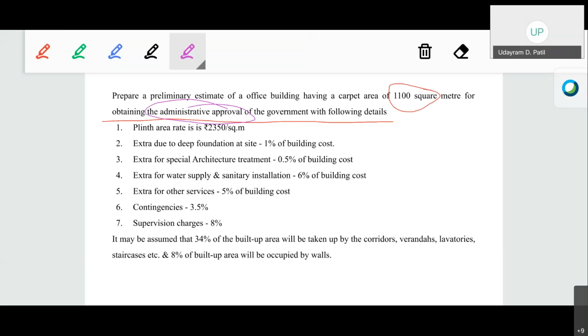Or whatever the management board you have, if you want to build a particular new work, you have to get the administrative approval so that the funds will be released for our particular work, depending upon the budget of our board and the cost of our particular new construction.